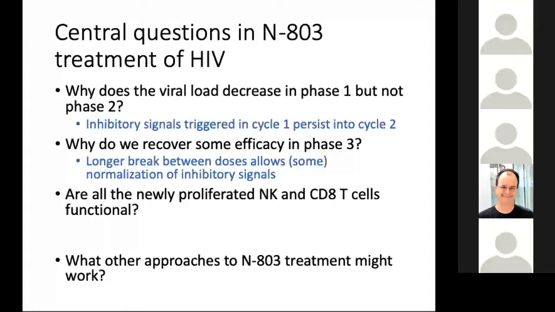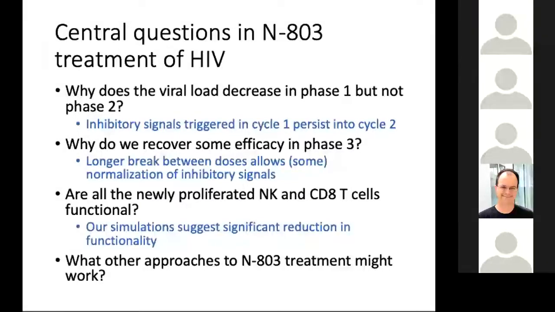And so for the second question, why do we recover some efficacy in phase 3? The model suggests that the break is long enough for some of those inhibitory signals to normalize, although not completely. And then the third question, our simulations also suggest that there's a significant reduction in functionality in these cells. And what the model has really identified is that given the proliferation of the cells that has been experimentally measured, there must be some sort of a reduction in functionality to be able to explain the rebound in viral load. And we were able to quantify that using the model.